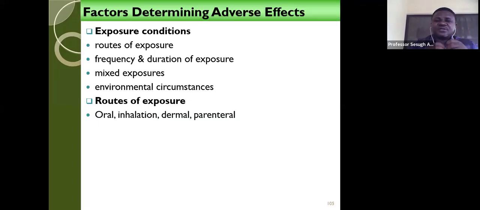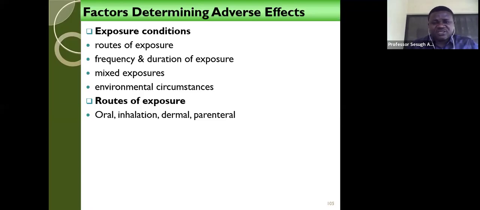The frequency of exposure is also another factor, and duration of exposure. There are certain chemicals that when you are exposed to them for a very long time, they cause adverse effect, compared to when you are exposed seldom. And then you have mixed exposures, okay? You are being exposed through different routes, so to speak, different conditions.